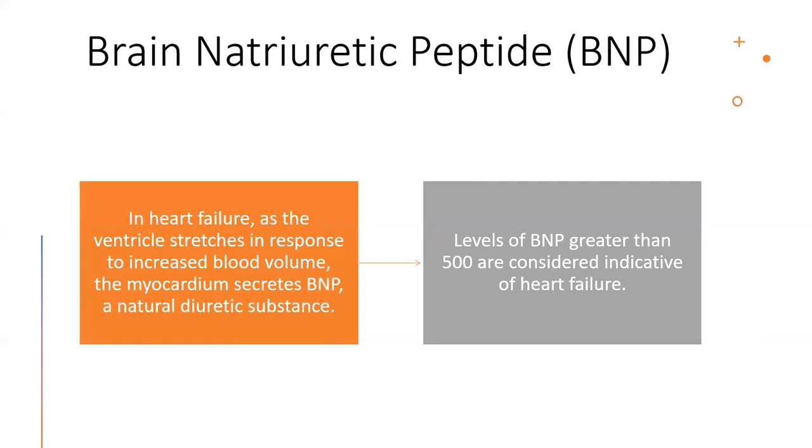So our BNP in heart failure: as the ventricle stretches in response to increased blood volume, the myocardium secretes BNP. That's a natural diuretic substance. Levels of BNP greater than 500 are considered indicative of heart failure. So that's one of those tests that you can look at.